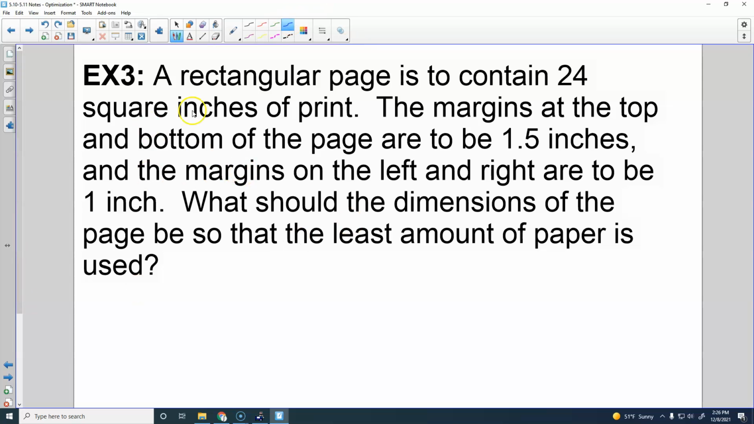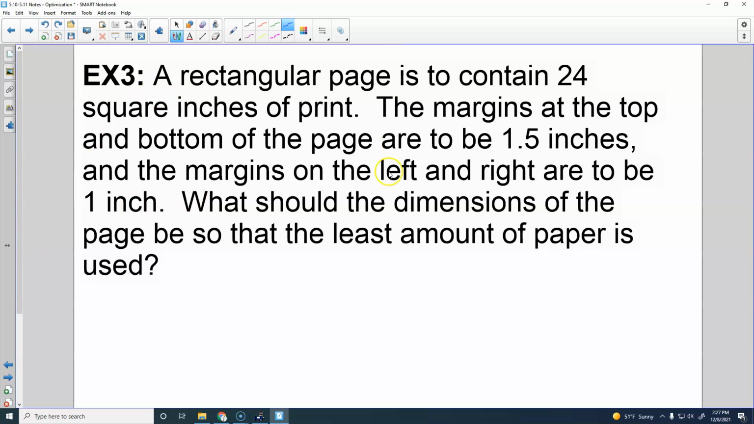Okay. All right. So 3. We've got a rectangular page. It is supposed to contain 24 square inches of print. The margins at the top and bottom of the page are 1.5, and the margins on the left and right are 1 inch. What should the dimensions of the page be so that the least amount of paper is used?